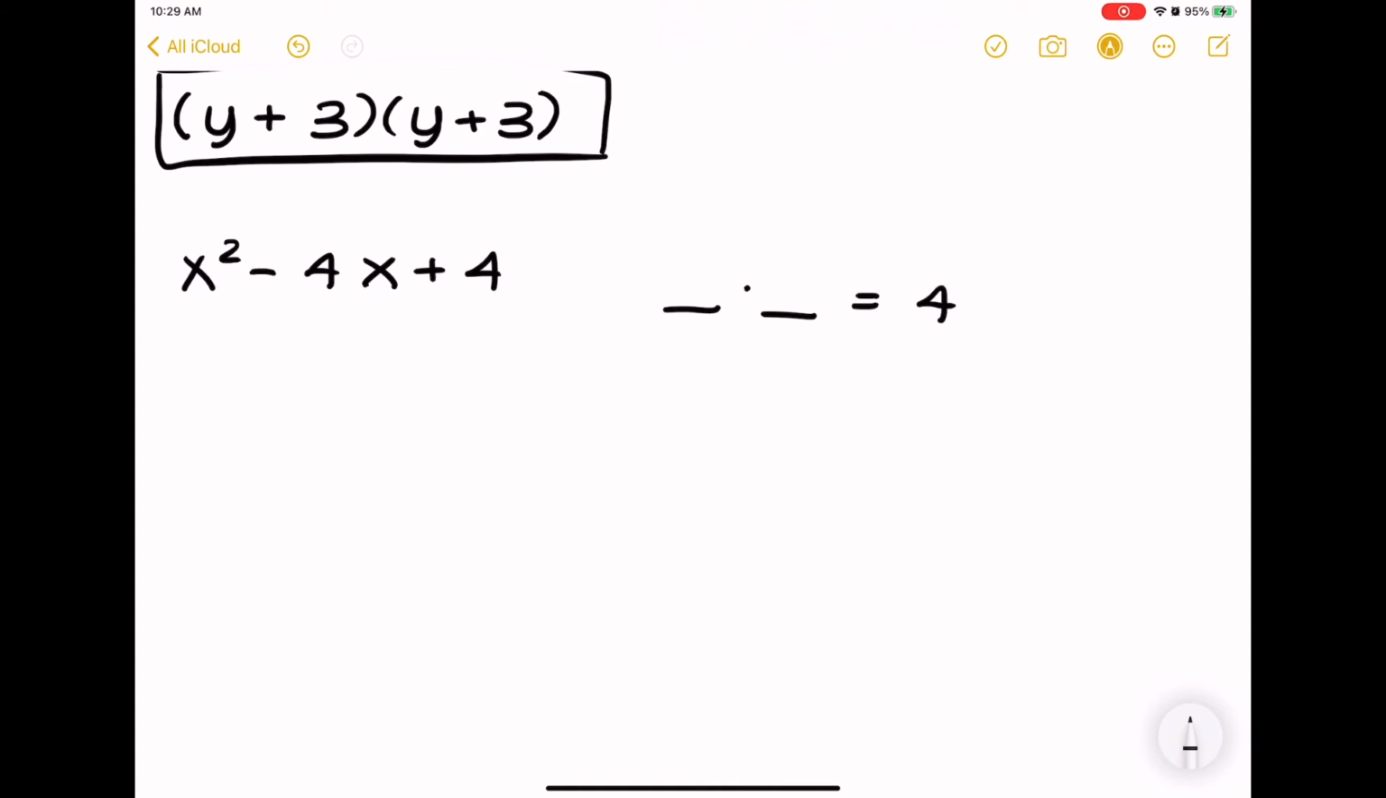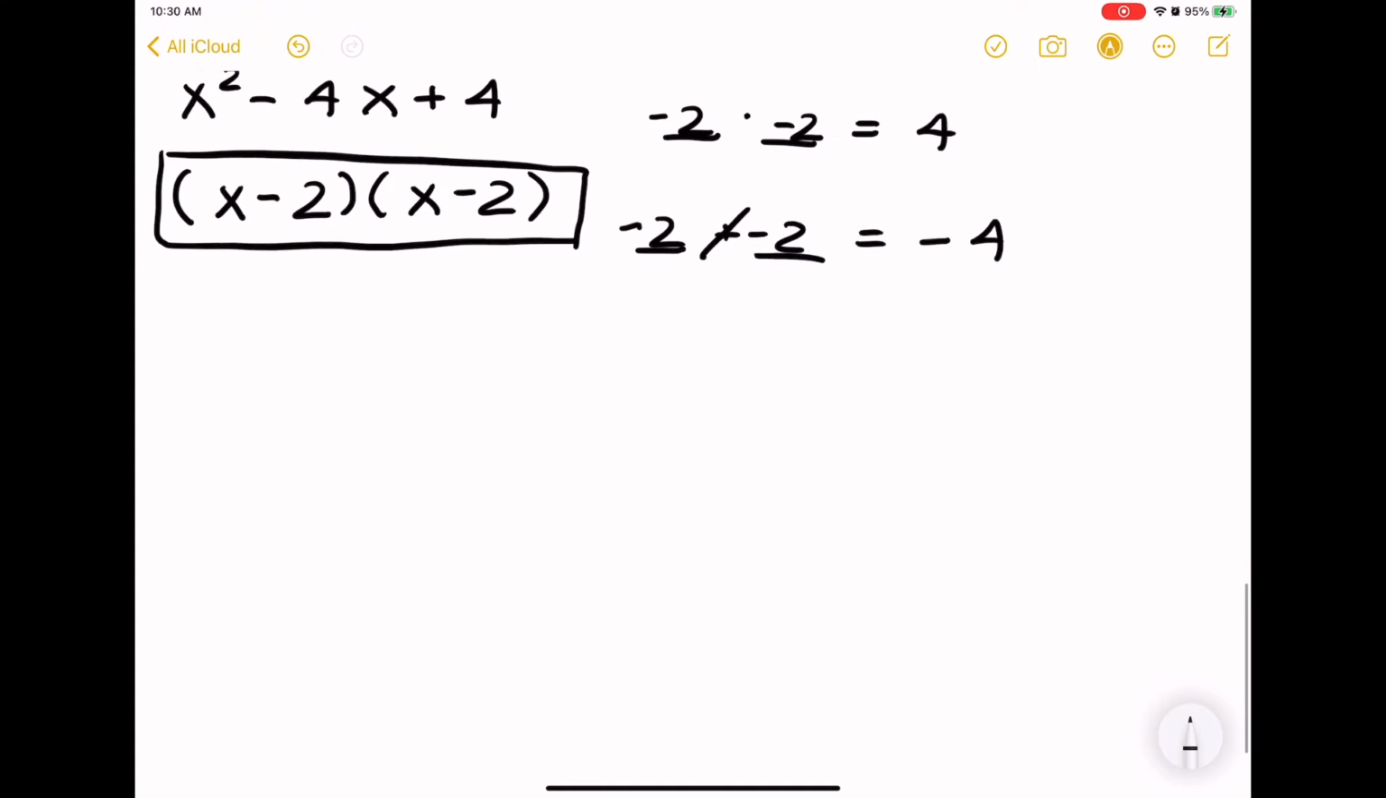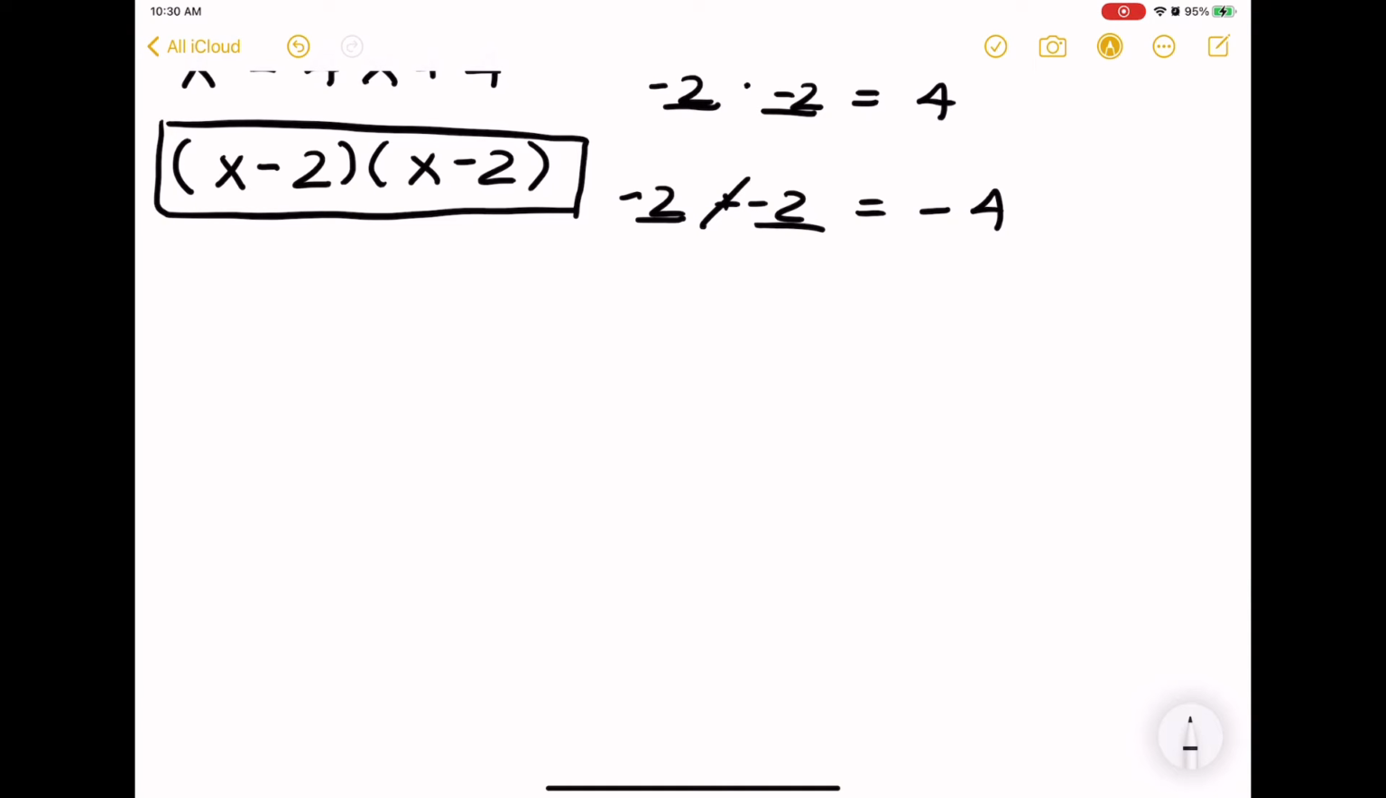Now for the next one, we're going to have to think a little differently, because we have -4 this time. And -2 and -2 equal 4 when multiplied, and when added to each other, they equal -4. So you have to make sure you pay attention to the signs, because the signs can easily tell you whether your answers are going to be negative or positive. So sometimes you'll have to think outside the box in that way.